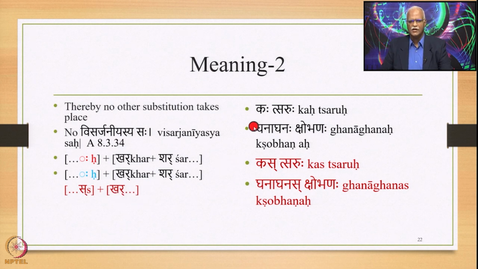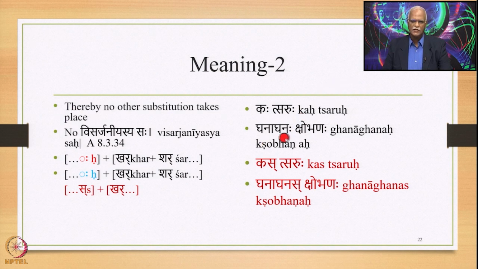So when we have kaha plus saruhu, where this is the Visarga kaha followed by ta, which is a khar, followed by sa, which is a shar. So this is shar para khar following, and so this Visarga is not substituted by sa, which is otherwise stated by Visarjaniyasya saha, and so this remains as kaha saruhu.